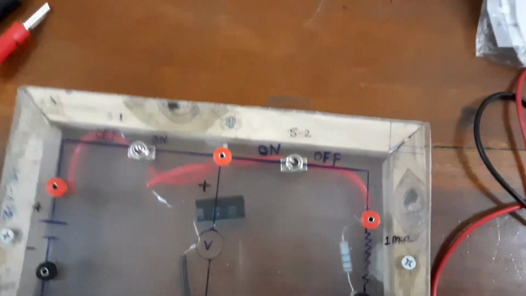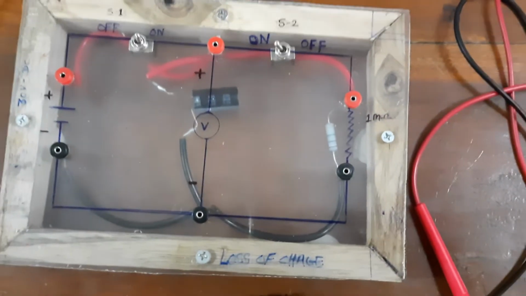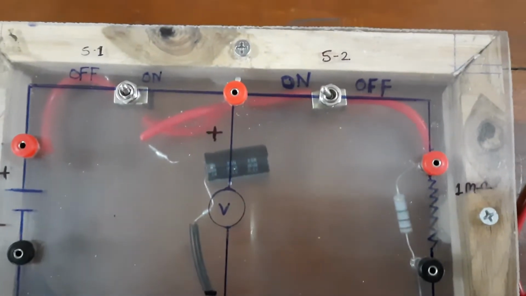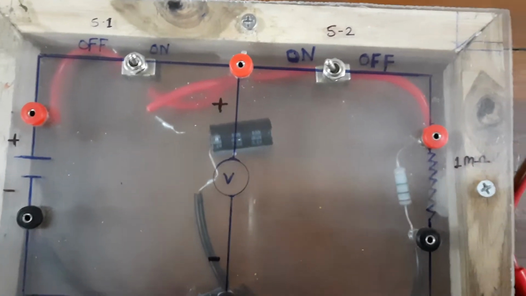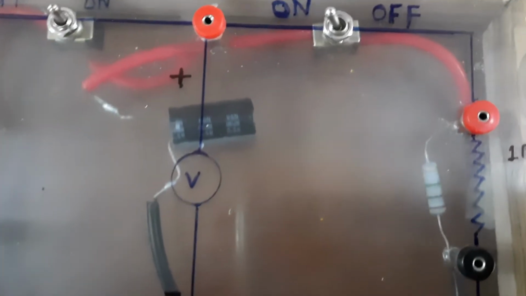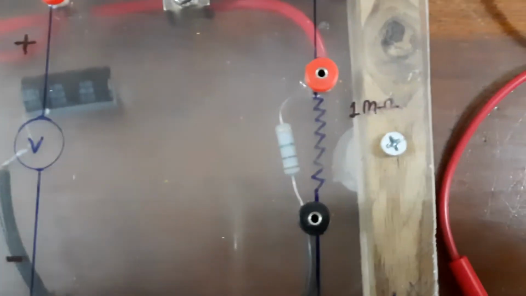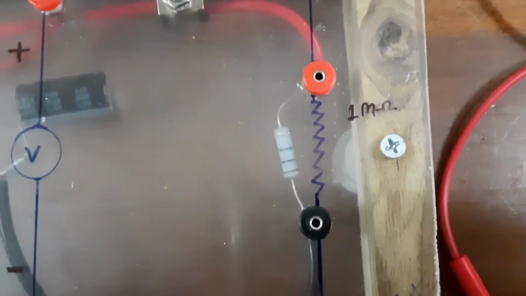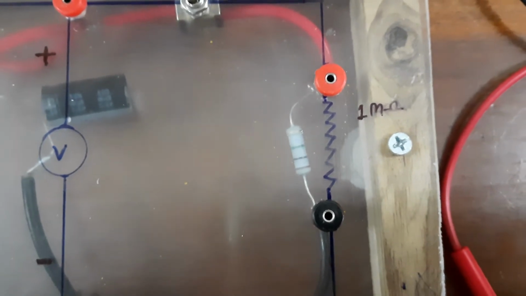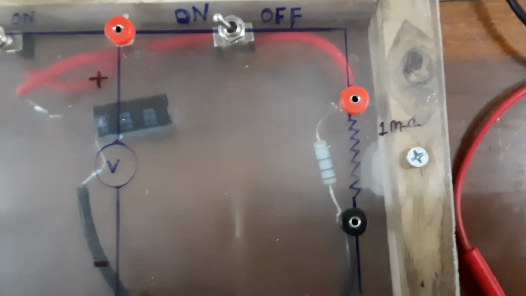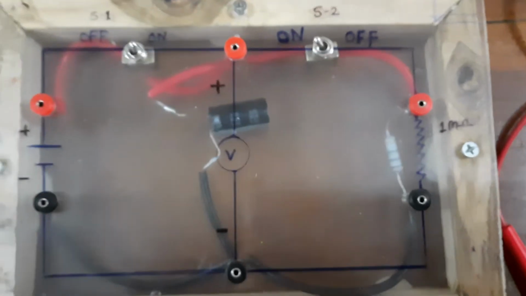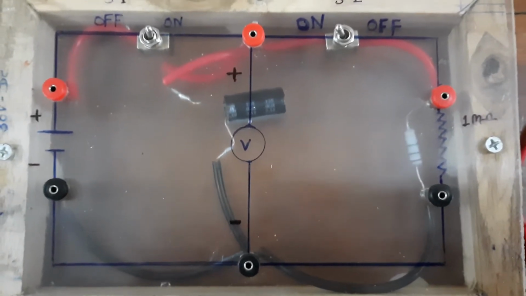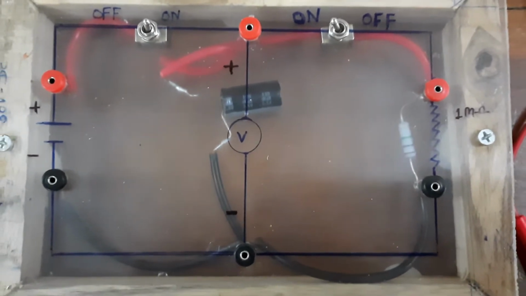Then you are finding some switches on the kit, marked on and off. These are the positions of the switches. There is a capacitor connected and an unknown resistance. We are supposed to find the value of this unknown resistance by loss of charge method. We will be charging this capacitor and discharging it with the help of this circuit.